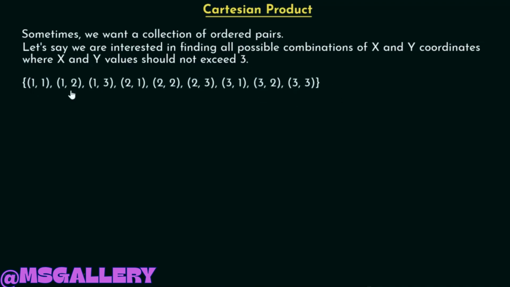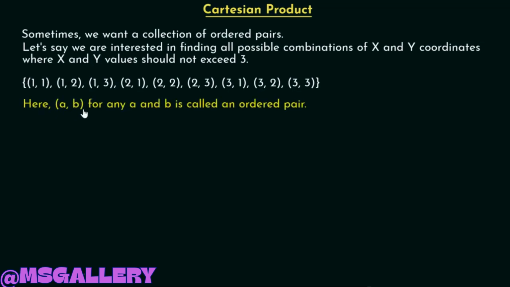Here we have all these pairs where the first value of the pair represents the value of x and the second value of the pair represents the value of y. Here you can see this pair consists of two values, that is 1, 1. Then we have 1, 2, 1, 3, 2, 1, 2, 2, 2, 3, 3, 1, 3, 2, 3, 3. These are all the possible combinations, right?